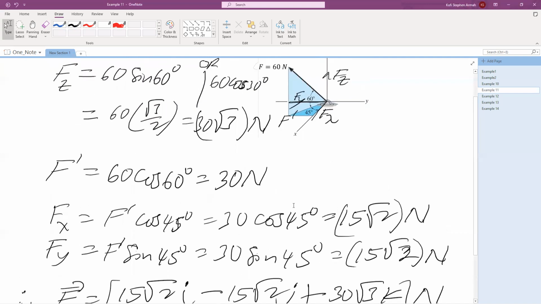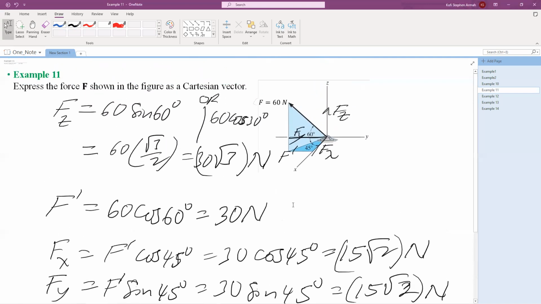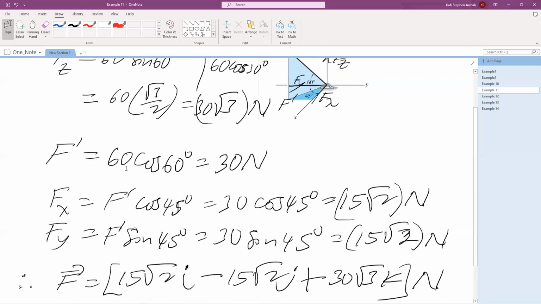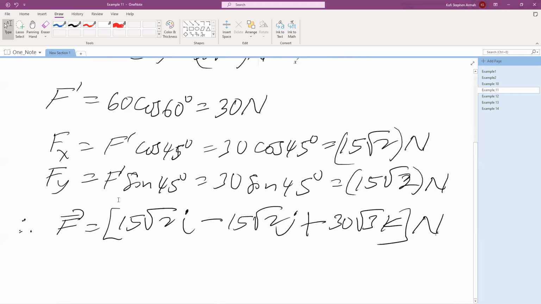Okay, let's see whether that is what they want. Yes, they say we should express F as a Cartesian vector. So it's done. They didn't ask for magnitude or direction, so do as the question says. We will end this video here, and then I'll do the last section later on. In the next, I'll do a third video now.